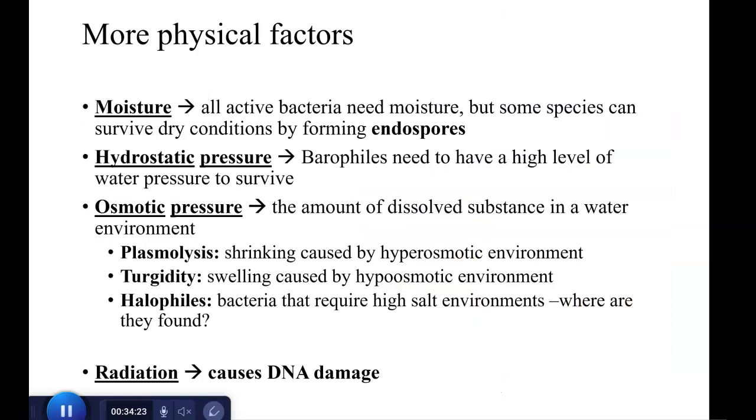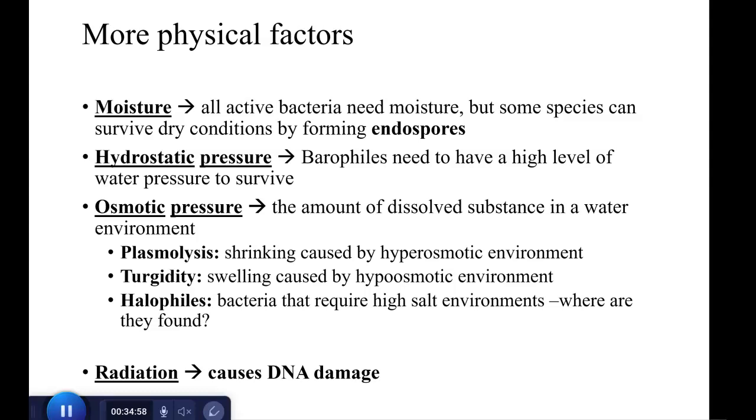There are also some other physical factors, so moisture. Bacteria are going to need water just like we need water. We talked about those endospores. They are resistant to drying, so they can actually handle dry conditions because they will go into that endospore state, that dormant state. Hydrostatic pressure. Some bacteria can actually withstand really high pressure, like barophiles that we would see on the ocean floor. They can actually withstand that high pressure.